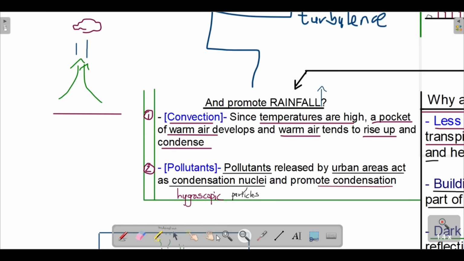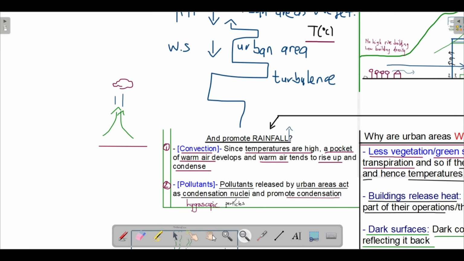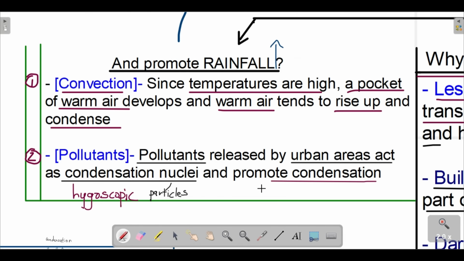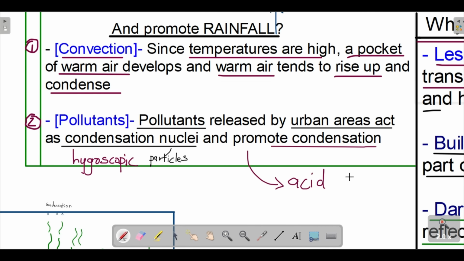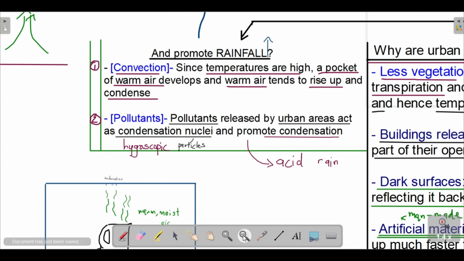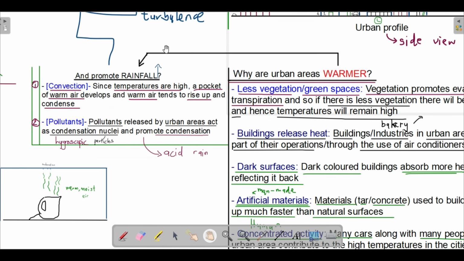So whenever you have a lot of pollutants, you are indeed going to promote rainfall, right? Precipitation. Now whenever this happens, guys, you are actually going to promote acid rainfall. Because now these warm air particles have condensed onto pollutants, rain will be acidic. And acid rainfall can affect a lot of buildings. It can erode buildings, it can change soil pH, and so on. So we've answered why urban areas are warmer and why urban areas are more rainy than rural areas.